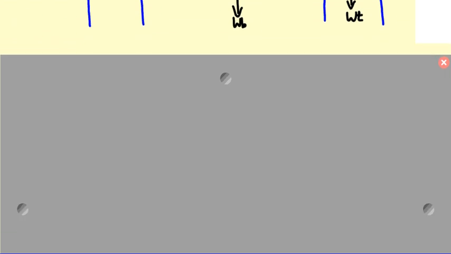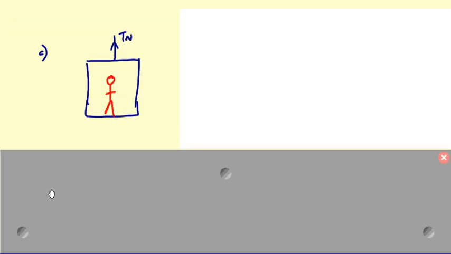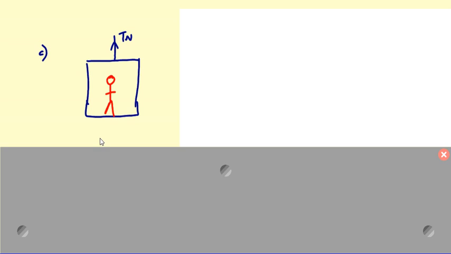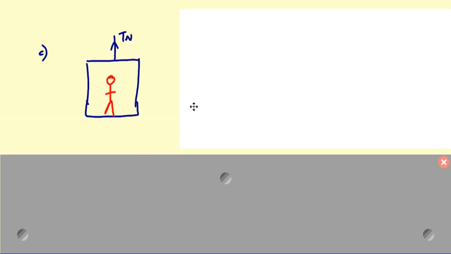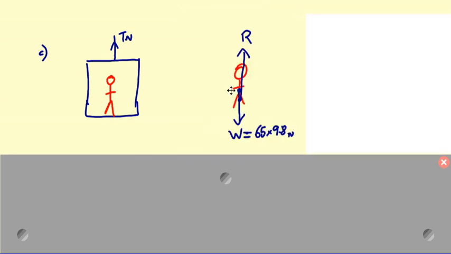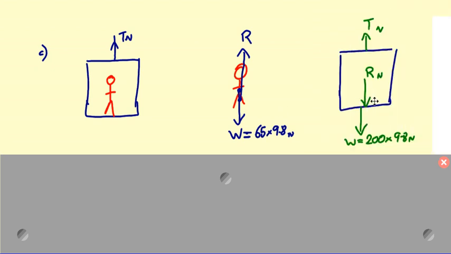Again, pause the video, the diagram. The overall diagram looks like this. Okay, and again, we've looked at something a bit like this before. We've got the weight acting down and the normal reaction pushing the person upwards. And for the lift, it will feel its own weight, the normal reaction for the person standing inside it, and also the tension from the cable pulling it up.